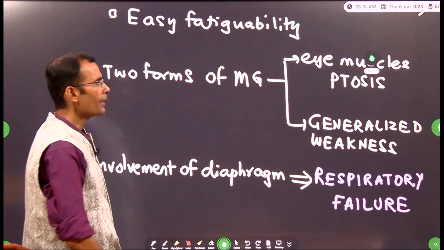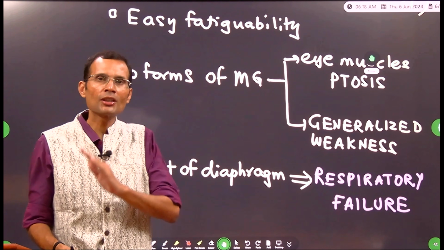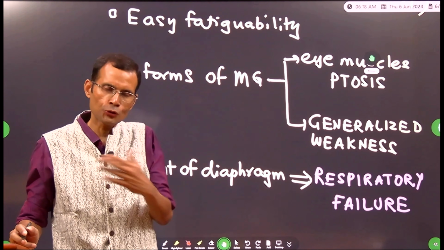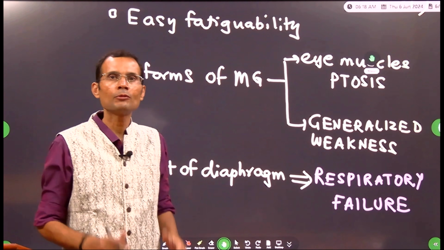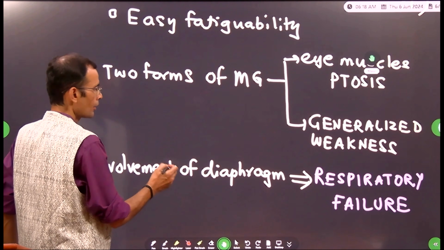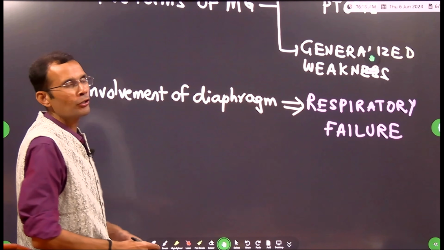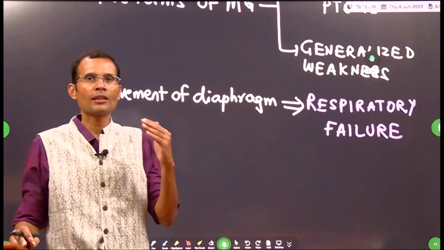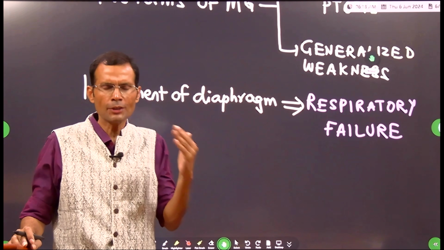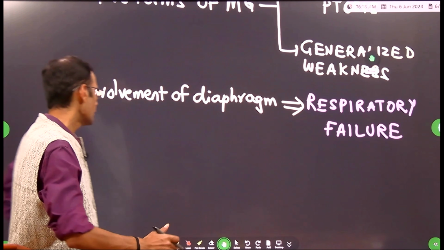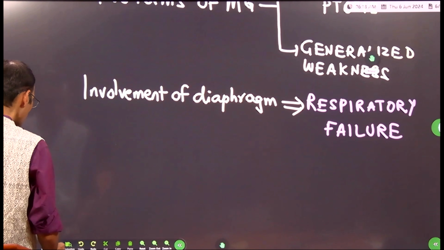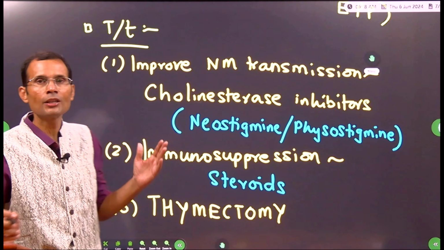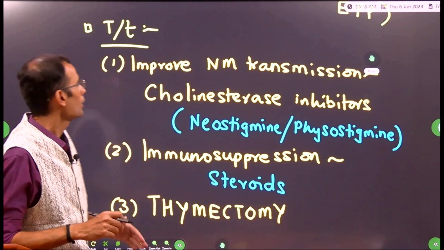The other form of myasthenia gravis is the one in which there is generalized weakness. That is, all the muscle groups or most of the muscle groups of the body are involved. So generalized muscle weakness, occurring throughout the body. And of course, if there is involvement of the diaphragm, it may eventually result in respiratory failure. So these are the signs and symptoms of myasthenia gravis. Now let's come to the management part.